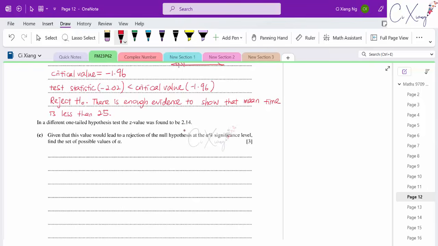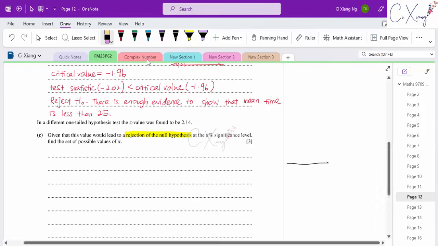Okay, when I'm having the test statistic 2.14, and I try to put it into my test, they are saying that will lead to a rejection of the null hypothesis. So that means this test statistic falls under the rejection region at the alpha percent significance level. So find the set of possible values of alpha. Again, I will want to draw the diagram to help me. So, let's say I'm having my graph like this.